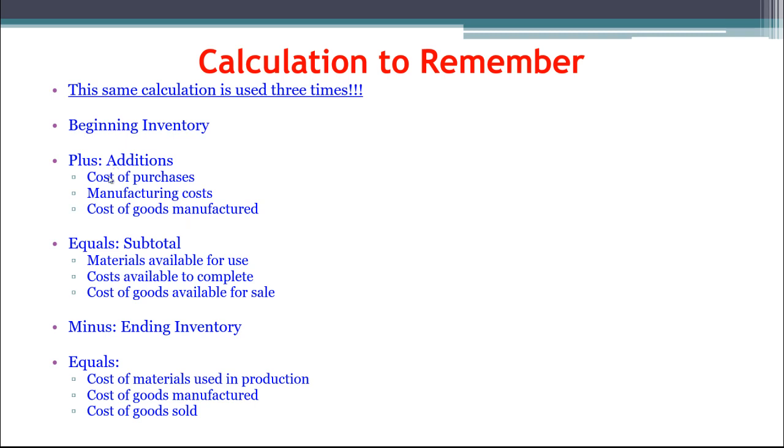When we add those additions in, we're going to get a subtotal that is referred to either as the materials available for use, the costs available to complete, or the cost of goods available for sale. We're going to subtract out the ending inventory because obviously it was not completed or used or whatever in that case. And we're going to get our final number we're looking for, either the cost of materials used in production, cost of goods manufactured, or cost of goods sold.